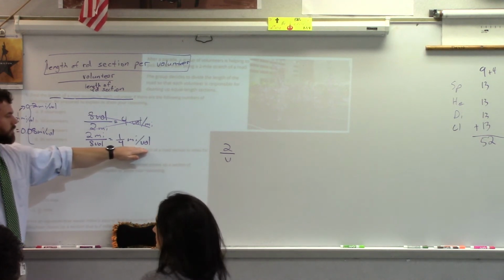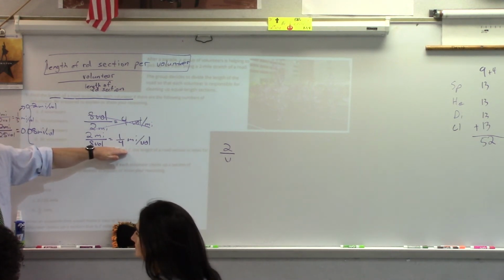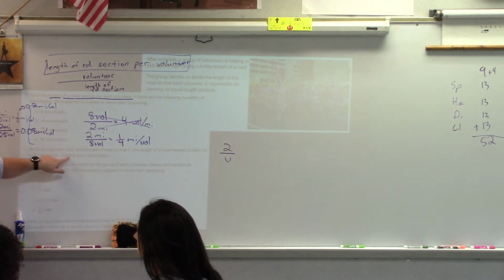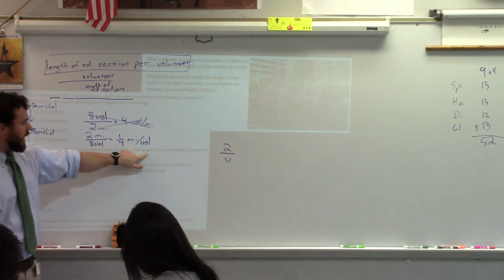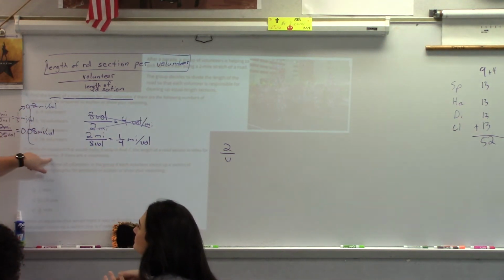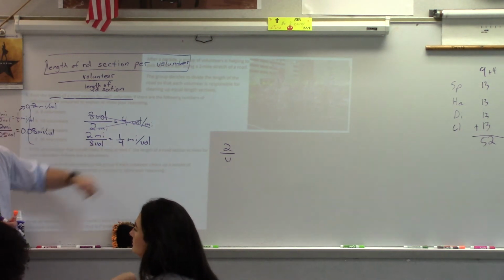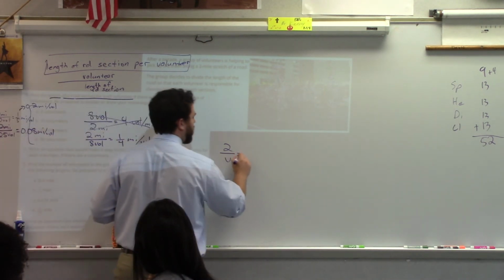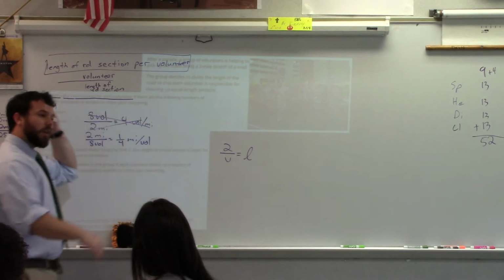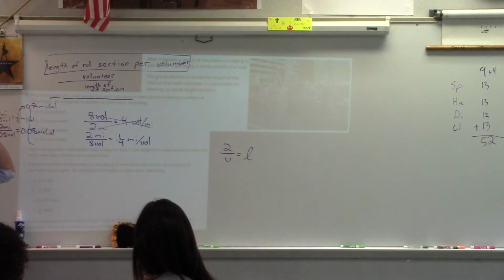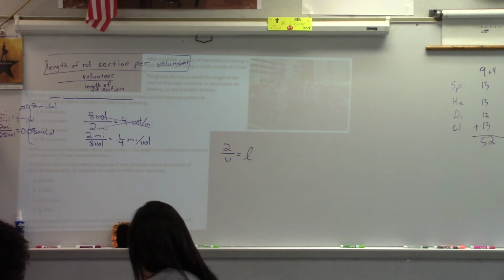Miles per volunteer. So that would be the length of a road section in miles for each volunteer, which is what variable that it gave you? L. And you can flip it, right? It could be L equals 2 divided by V. But we want to recognize that all I'm doing is taking each of these things that you already know: it's 2, I'm dividing by the number of volunteers, and that's equal to my length.